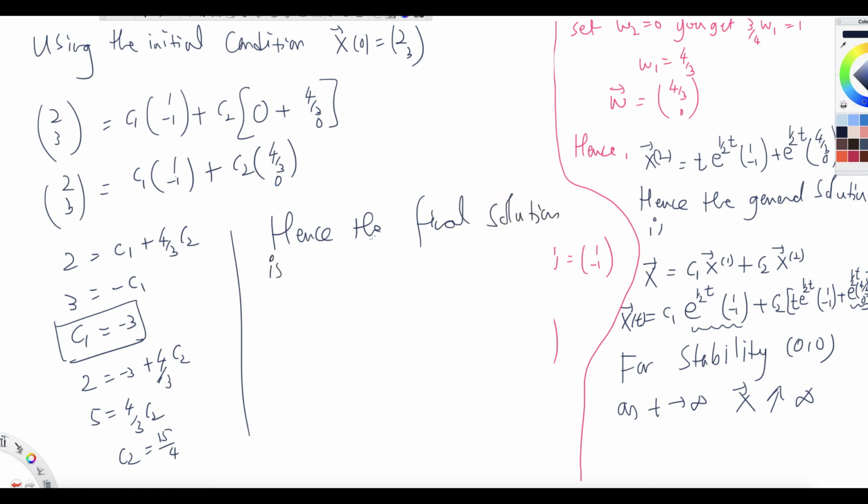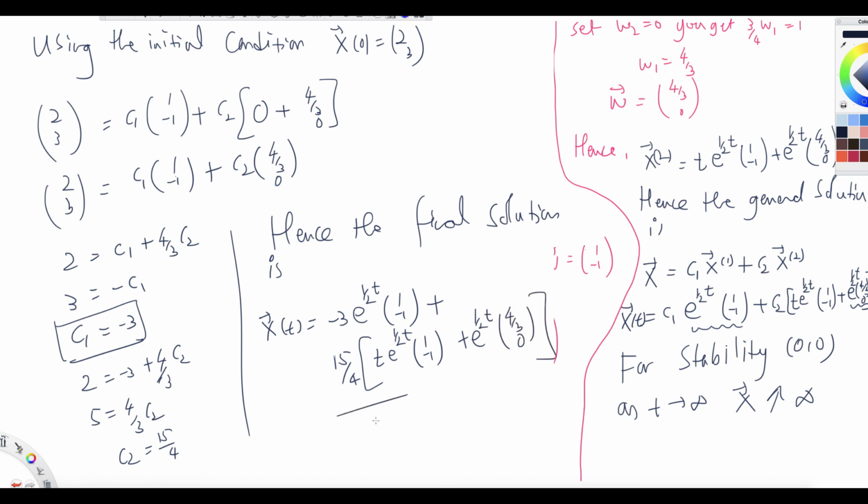Hence the final solution is basically, you can find the explicit solution, I mean, the particular solution, because we know the initial values there, right? You can write vector x of t equals c1, which is negative 3, e to the 1/2 t (1, -1), and then plus c2, which is 15 over 4, times t e to the 1/2 t (1, -1) plus e to the 1/2 t (4/3, 0). So this is the final solution.